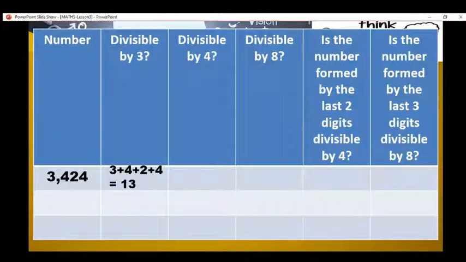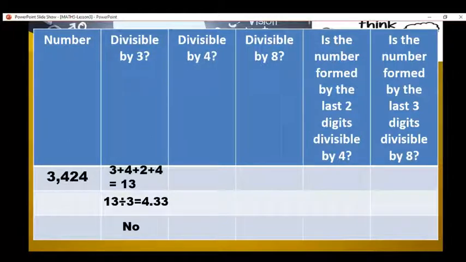We got, very good, that is 13. 13 divided by 3 is equal to 4.33. So there is a remainder, meaning this given number is not divisible by 3. So we need to put no. Did you get the correct answer?